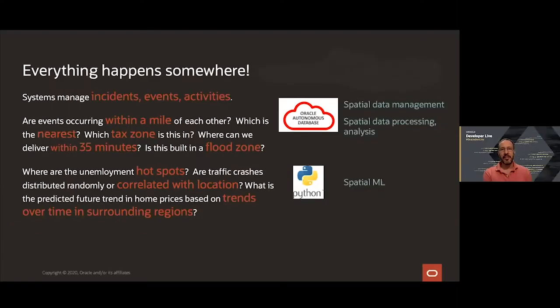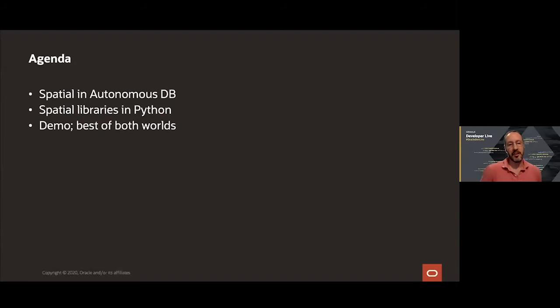Now, between the Oracle database, in particular Oracle Autonomous Database with its ability to manage, process, and perform queries on spatial data natively, combined with the incredible power of the whole world of machine learning and spatial data science libraries in Python, we have the opportunity to do some really cool stuff really quickly and easily by putting these things together.